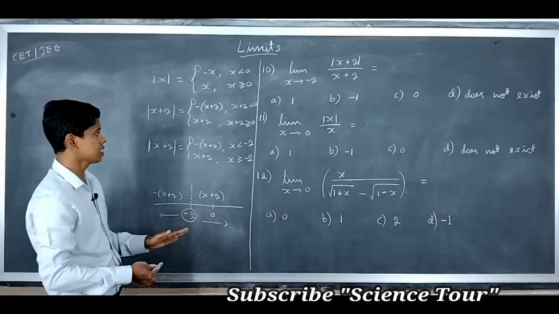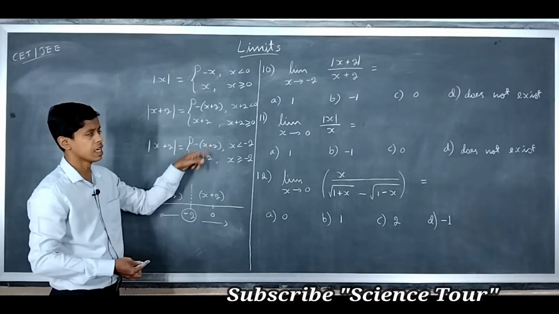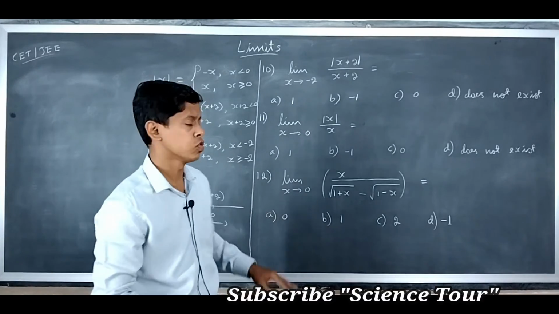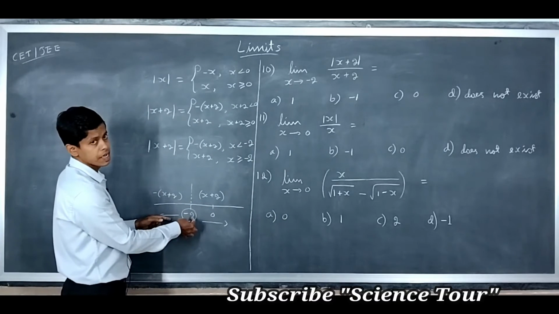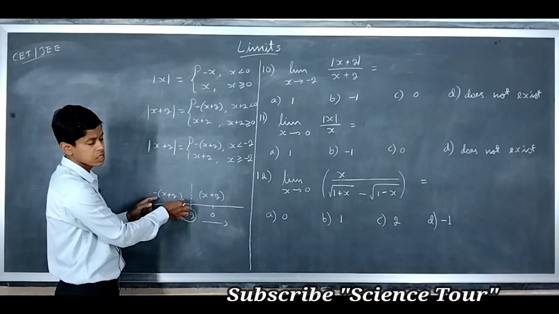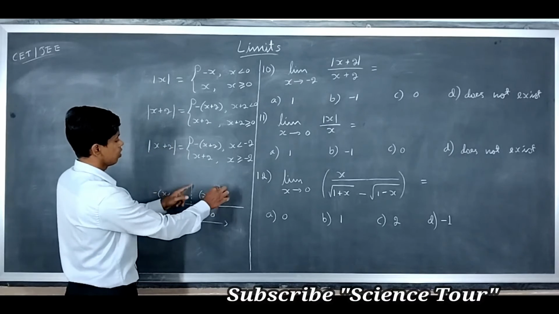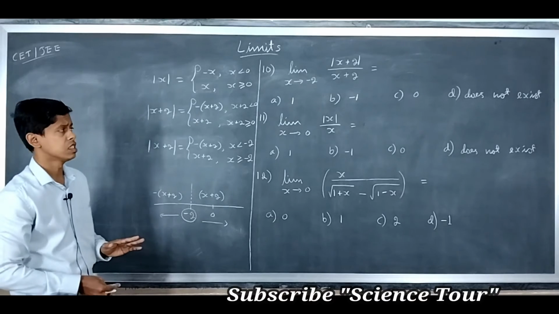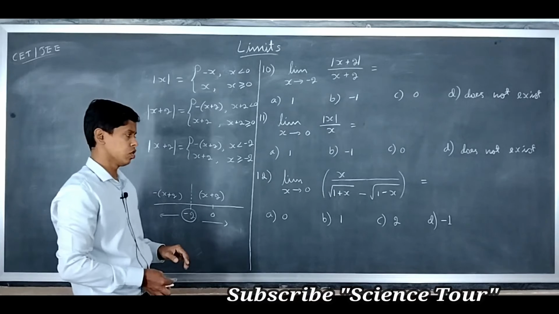Okay, so did you understand? We have to find LHL and RHL separately if the function has broken up into two different branches. As we approach minus 2 from the left hand side, your mod has to be replaced with this, and as you approach minus 2 from the right hand side, mod of x plus 2 must be replaced with this function. So that is the difference between the other problems and the problems based on modulus.